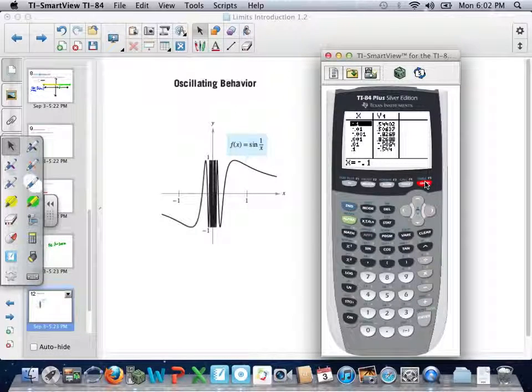If we were to get in even closer, let's do negative point, let's do 3 zeros. Now we're at 0.3. If we do 4 zeros, then we're at negative 0.03. You're oscillating between -1 and 1.